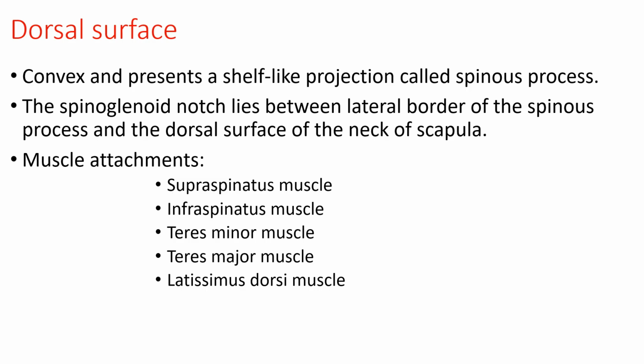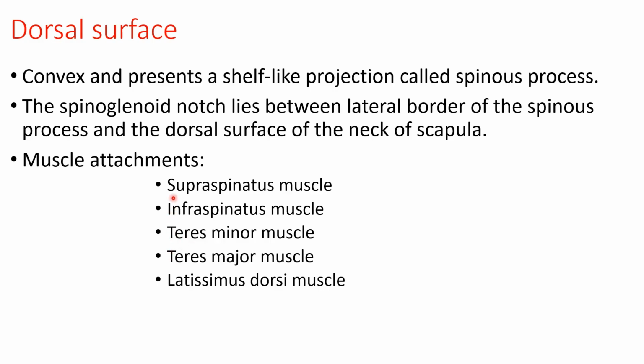Then another surface is the dorsal surface. This is convex, unlike the other surface which was concave. It presents a shelf-like projection, that is the spinous process. Then the spinoglenoid notch lies between the lateral border of the spinous process and the dorsal surface of the neck of the scapula. Muscle attachments include the supraspinatus muscle, the infraspinatus muscle, teres minor, teres major, and the latissimus dorsi.